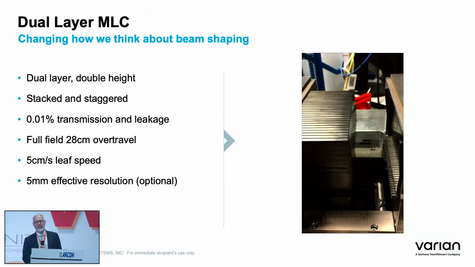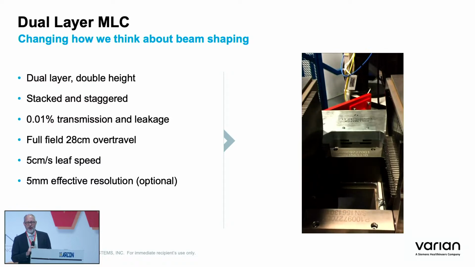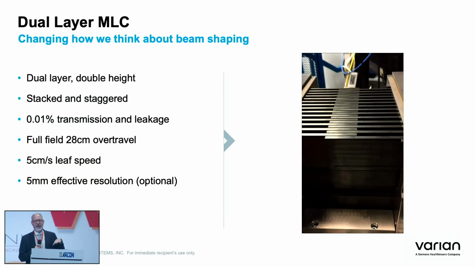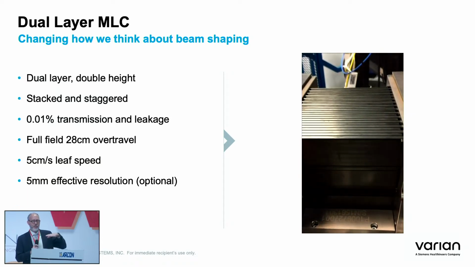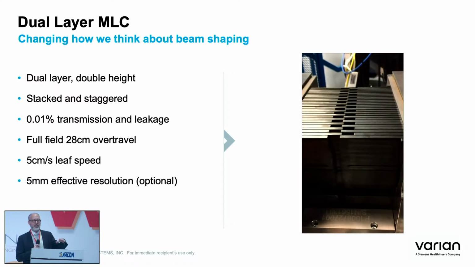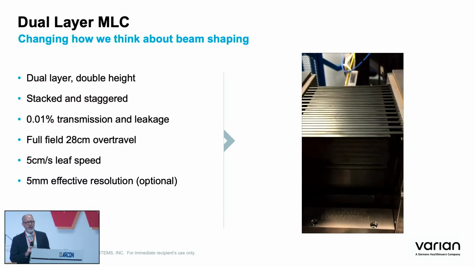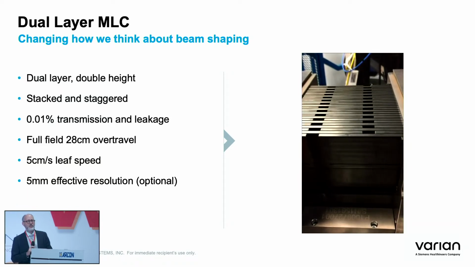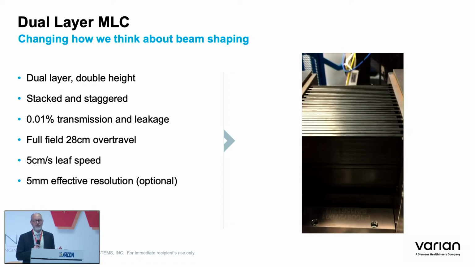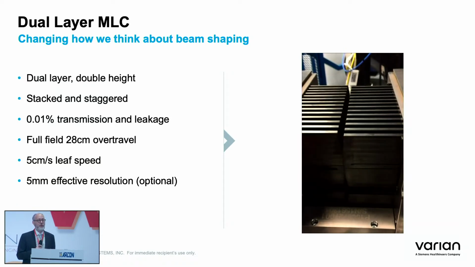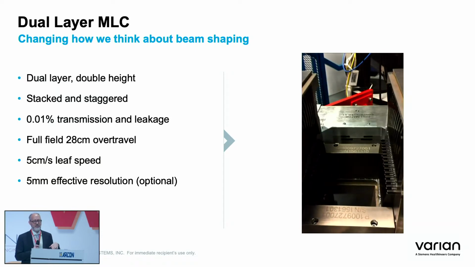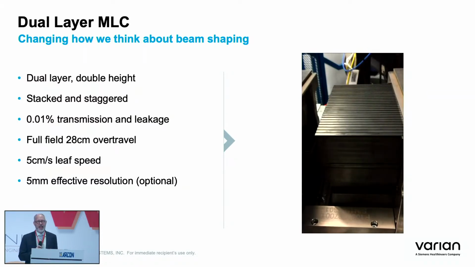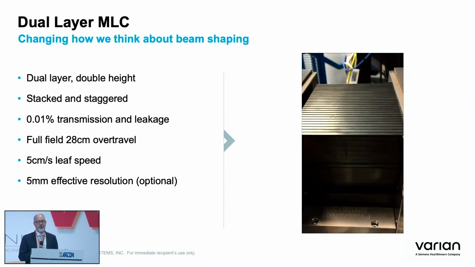Next slide. So here we can see the MLC. And I don't know how well it's showing on the slides, but you can see maybe underneath the second layer. So there are two layers, they're on top of one another, and they're staggered. And we can see that in a moment, how that looks in a diagrammatic format. But what it means in terms of leaf transmission is that we're only at 0.01%, so we minimize that interleaf leakage. This design also gives us optimization potential that doesn't exist with a conventional MLC.